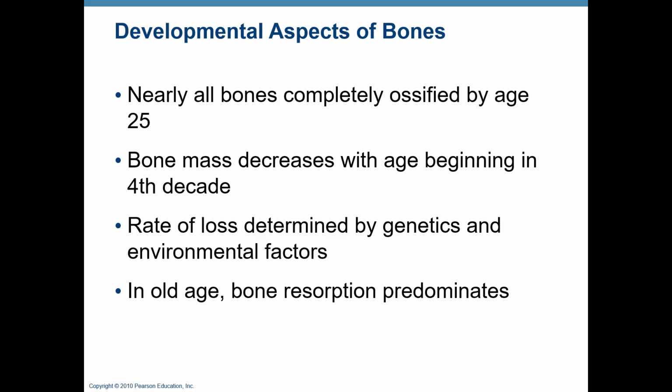Nearly all bones are completely ossified by your 20s. Unfortunately, as we get older, the density decreases. Also, your environment may have an effect on your skeletal system as well. Your genetics may also play a role in keeping it at bay. But again, in old age, we're all going to go through some form of osteoporosis where taking out, called resorption, is outpacing bone deposit.